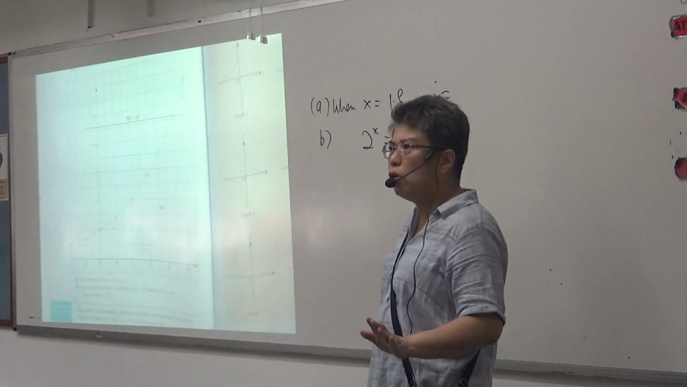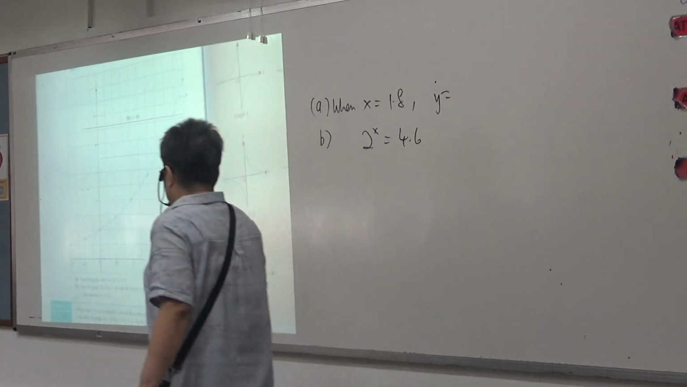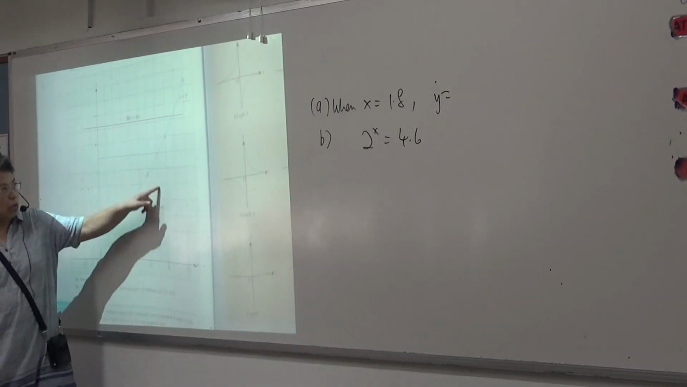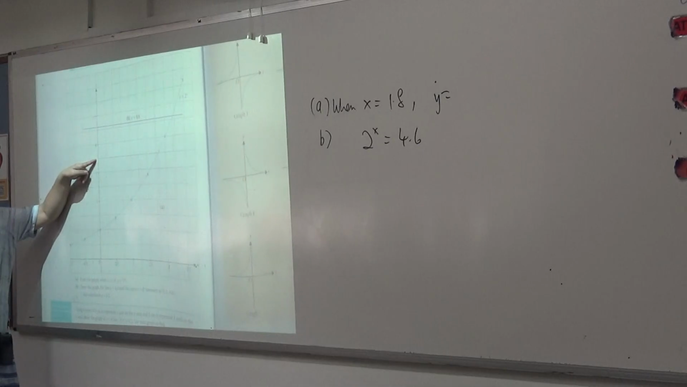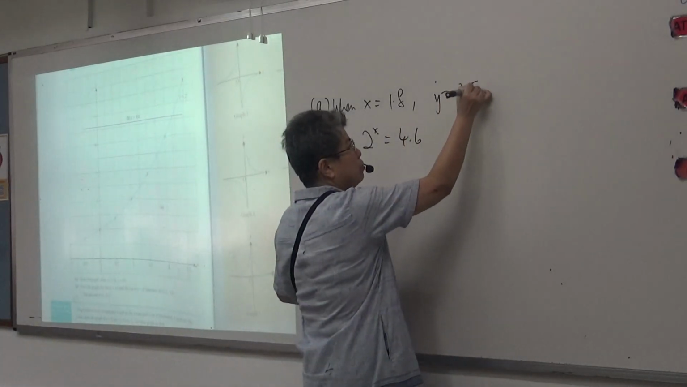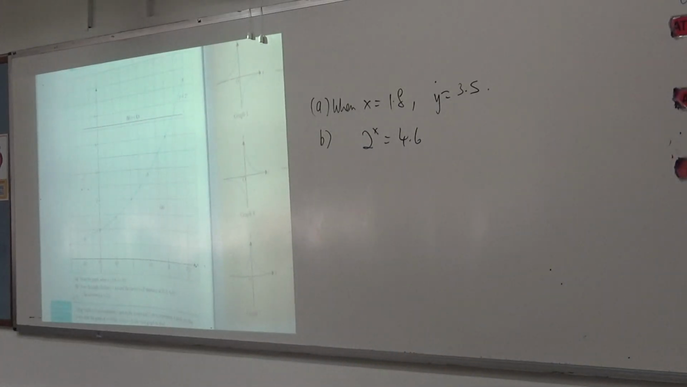Some people just draw, and never read the question. When x is 1.8, what is y? You must go and look for 1.8, right? Then you dot up, you read here. So what's the answer? 3.1. 3.5. Look at your textbook. y is 3.5. Can you see? Everybody okay? Can or cannot?